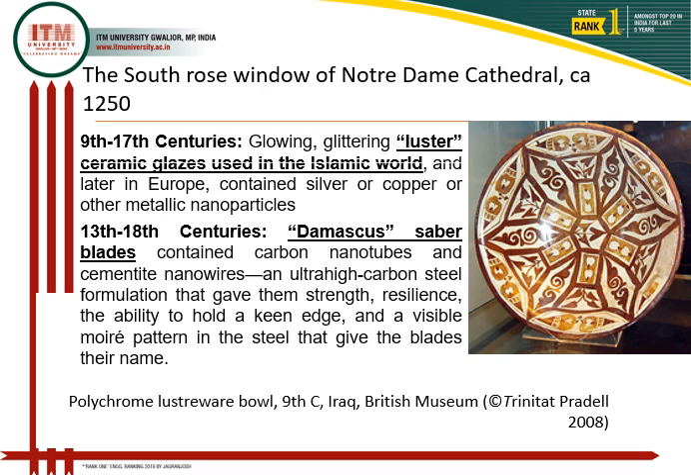In the 9th to 17th century, glowing, glittering, and lustrous ceramic glaze used in the Islamic world and later in Europe contained silver or copper or other metallic nanoparticles. In the 13th to 18th centuries, Damascus saber blades contained carbon nanotubes and cementite nanowires in an ultra high carbon steel formulation that gave them strength.